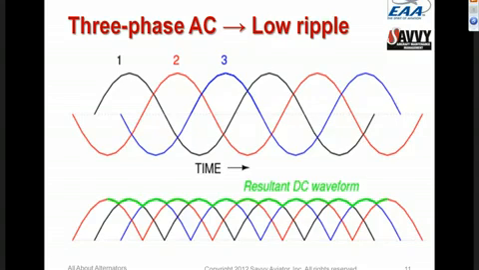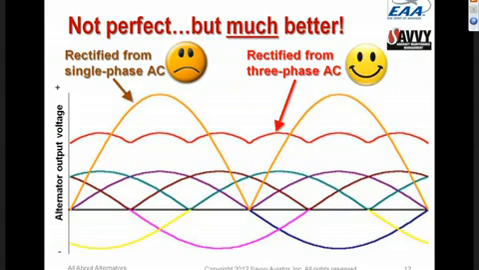Here's another picture of that, whereas the orange line is what we would get out of the alternator if it was a single-phase alternator, and the reddish line shows what the output looks like with a three-phase winding, which is the way virtually all aircraft alternators are set up.